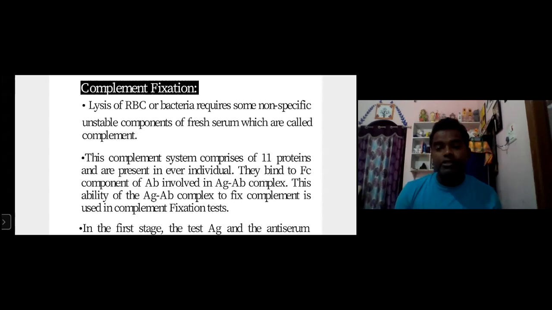As already told, according to Karl Landsteiner, by using this agglutination test he discovered the ABO group system: A group, B group, AB group and O group. This is a very important thing. Next, passive agglutination. This passive agglutination test is used to identify rheumatoid arthritis. These are the tests we completed in earlier classes.